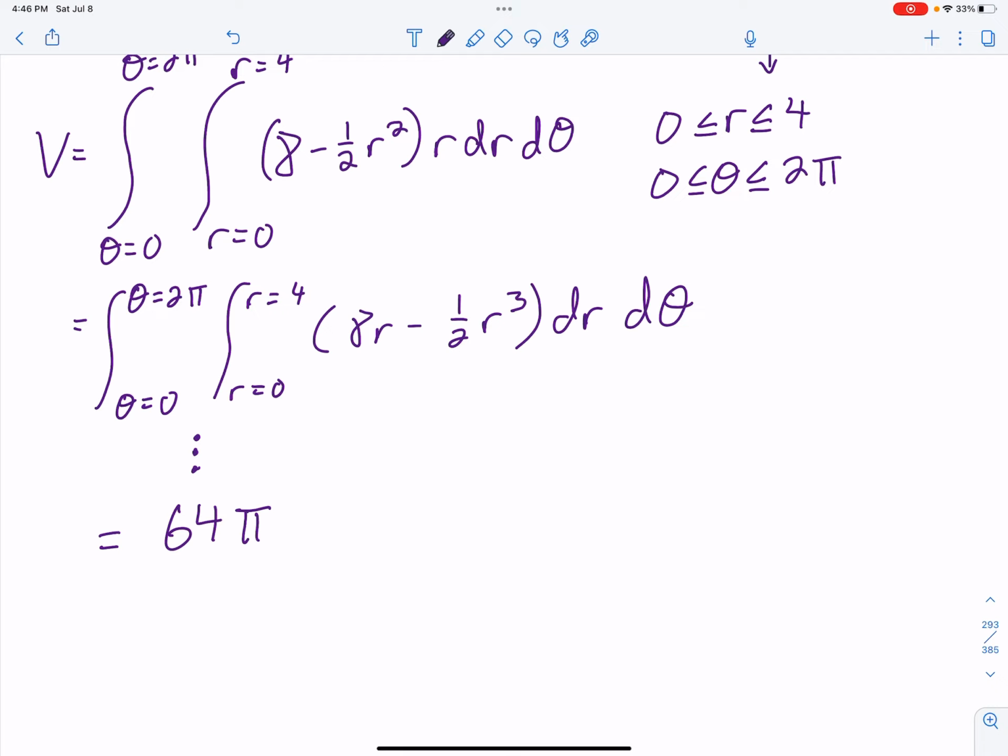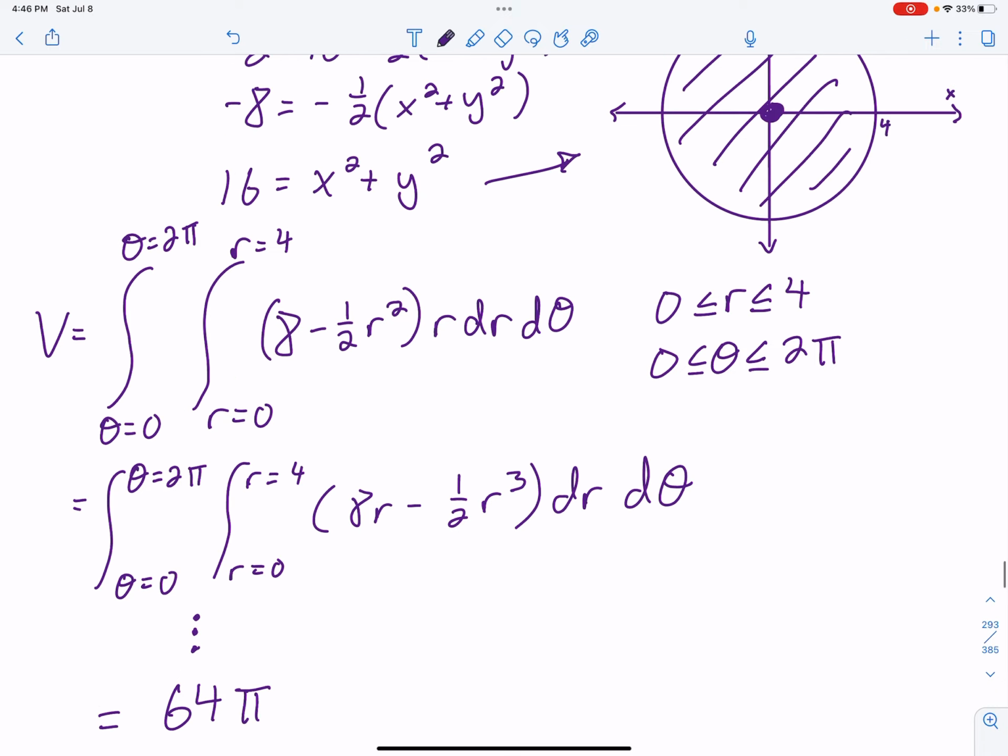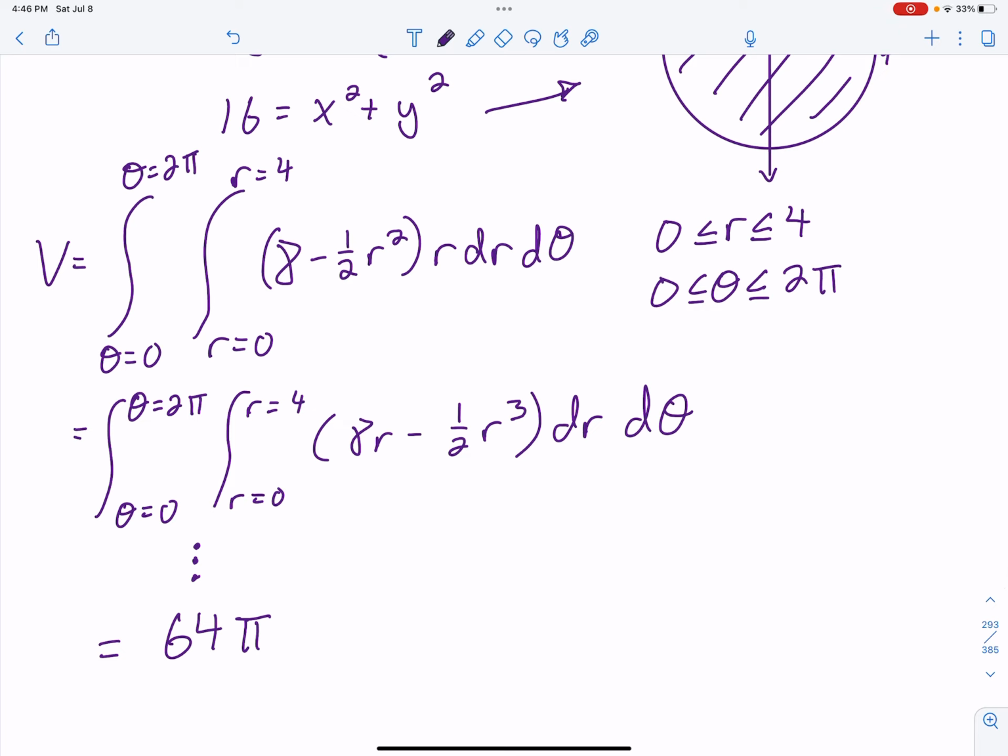So if you'd like to work it out and check, the hard thing, if you haven't been able to tell, is setting these up. Integration is difficult afterwards. It can be, but it's the same methods over and over. The setup's going to be the most difficult part.